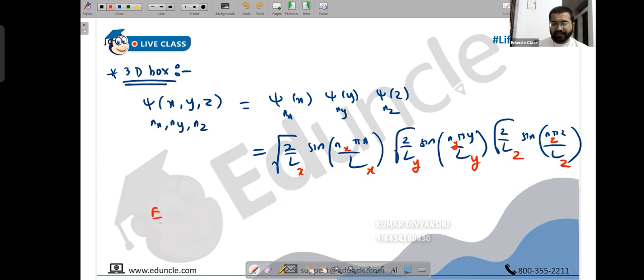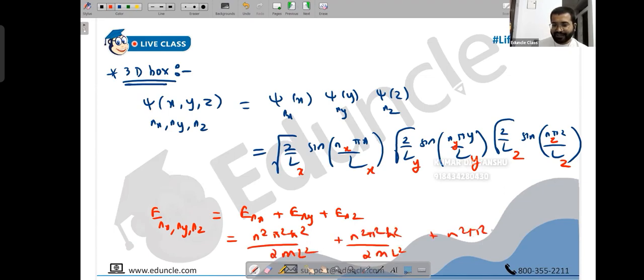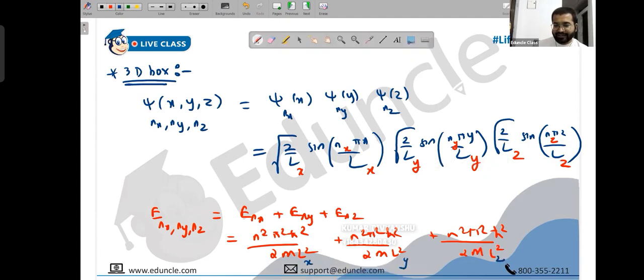Similarly for energy also we create a general formula. Energy of nx, ny, nz is equal to, so that's again energy scalar quantity, so Enx plus Eny plus Enz. You can directly write. So again n square pi square h bar square upon 2 m L square plus n square pi square h bar square upon 2 m L square plus n square pi square h bar square upon 2 m L square. But again you have to take care of the fact that length can be Lx, Ly, Lz, and n can be nx, ny, and nz. Make a note, please.